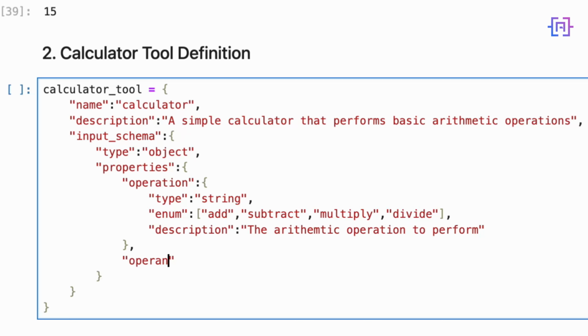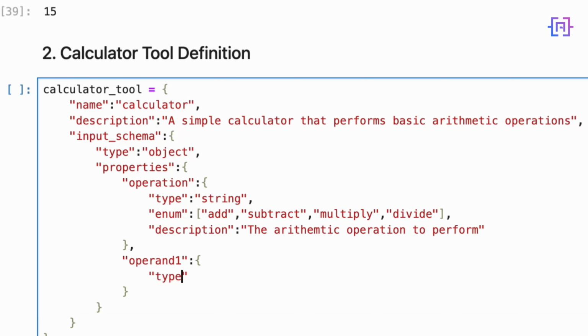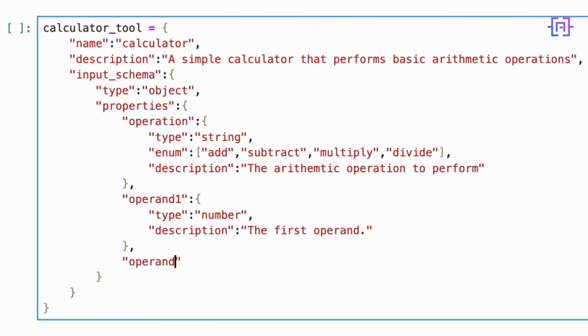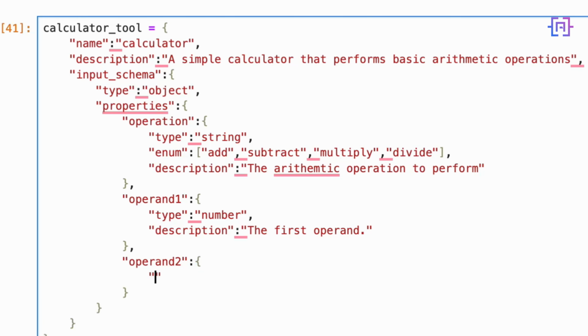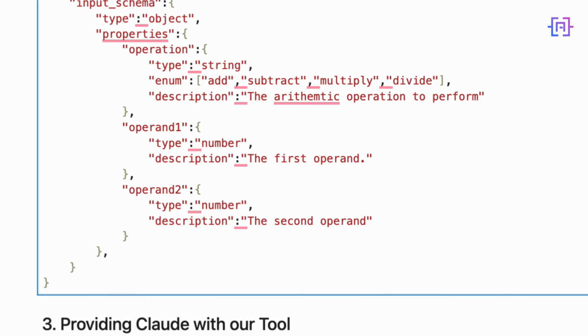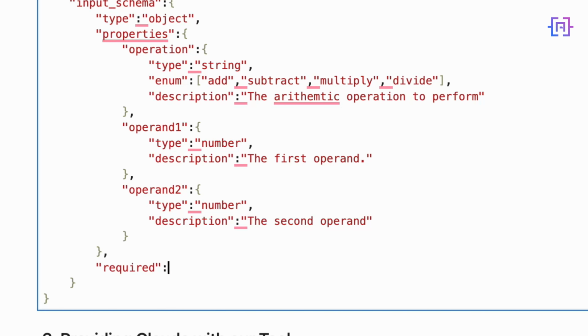Then we have operand 1, which is of type number. Description: the first operand. Then we have operand 2, which is also of type number, and description is the second operand. Okay, after that we have to define the required parameter. Here in this tool all the three values are required, so we'll say required: operation, operand 1 and operand 2.